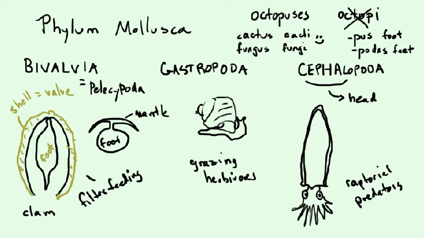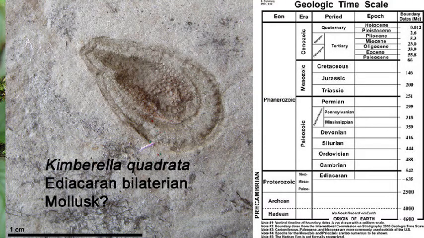Now a little phylogenetics. The three big classes of mollusks split off from each other early in the Paleozoic. Recall that if Kimberella, shown here, is in fact a mollusk, the phylum Mollusca is the only bilaterian phylum that's represented from the Ediacaran. And then, by the time the Ordovician rolls around, the bivalves, gastropods, and cephalopods are all well established as distinct lineages.